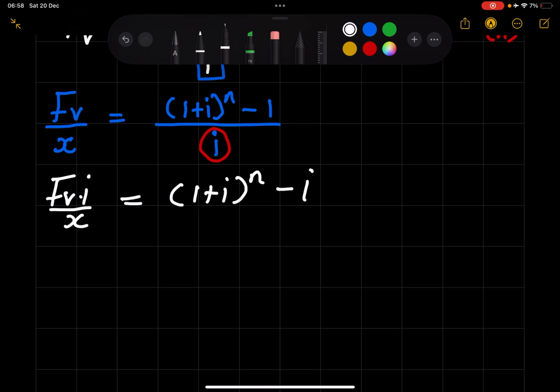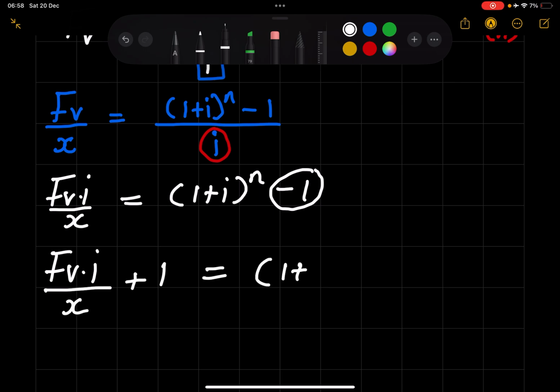And it's quite obvious that we need to remove this guy now. It's minus 1 on the right, so it's going to be plus 1 when it comes this side. So we have FV times I over x plus 1 equals 1 plus I to the power of n. All right.